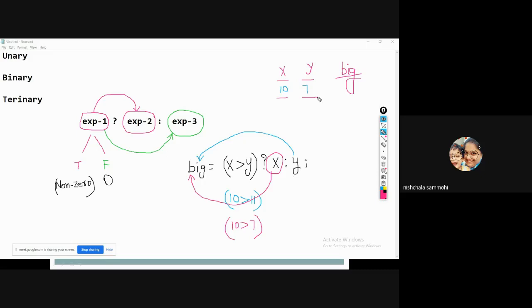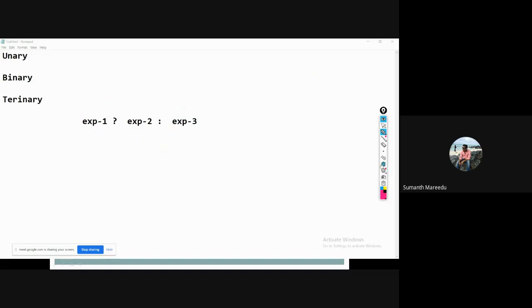Yes, sir. I'll write it like this. A is equal to 5, B equal to 2.